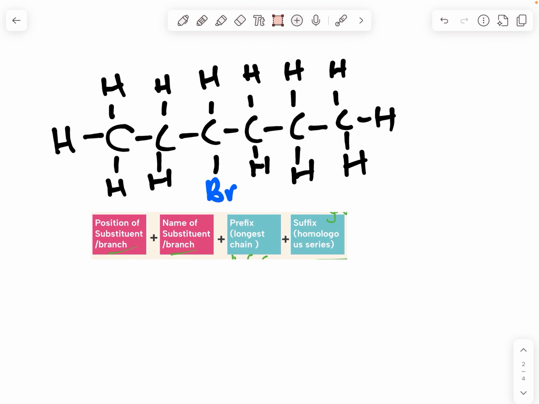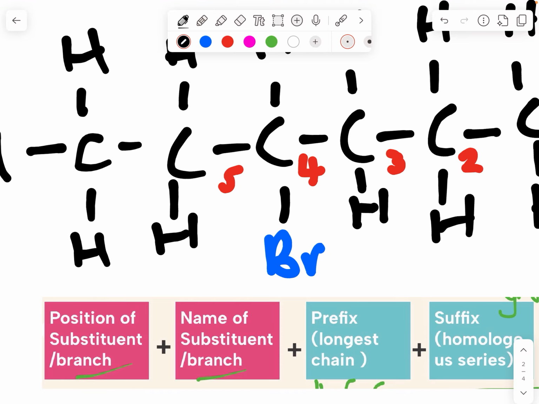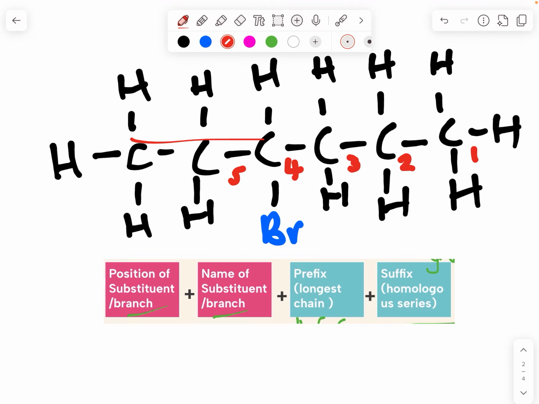Remember, the first thing we do, we identify the longest continuous carbon chain. So in this case, it's this right here, right? That is 1, 2, 3, 4, 5, 6 carbons. I hope this red line is not bugging anybody. So let me just draw this back. All right, yes, so we can still see our single bonds.